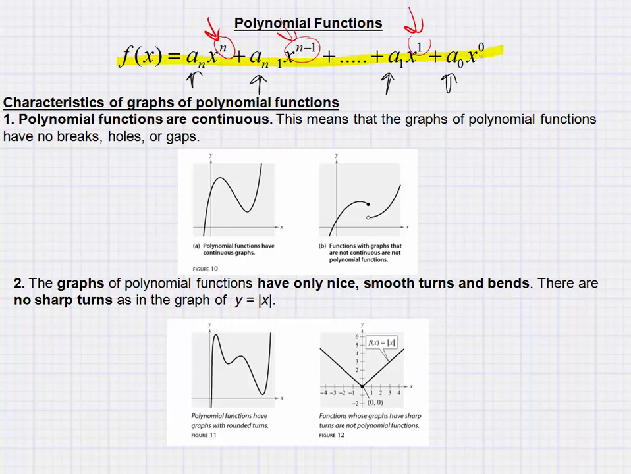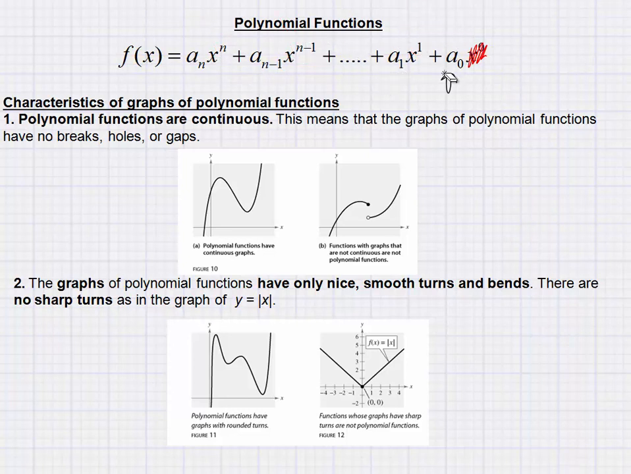And normally we don't write the 0 power, so like this one you wouldn't write the 0 power because that would just be 1. You would just write a sub 0, and this is your constant term. So this is what your typical polynomial function would look like, and this is the general form of a polynomial function.